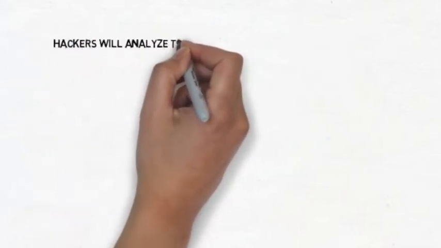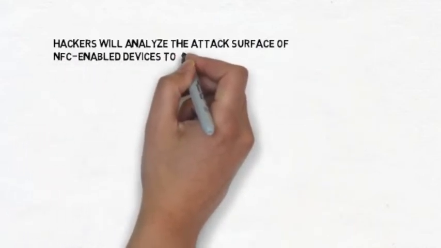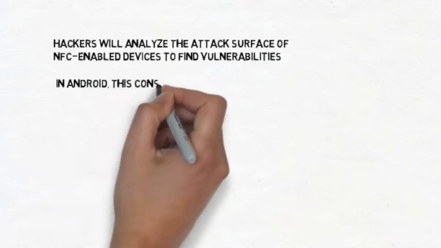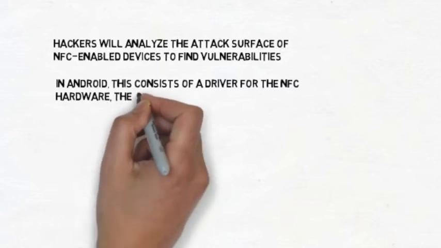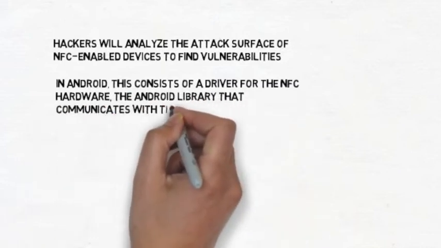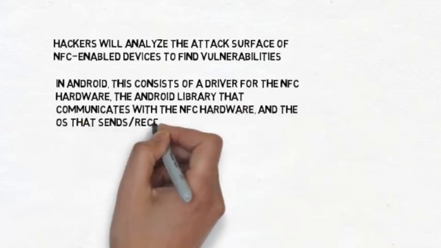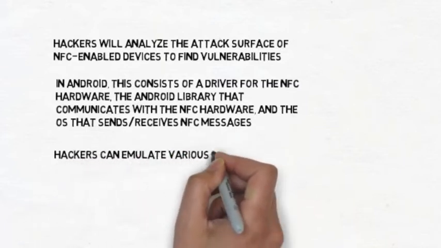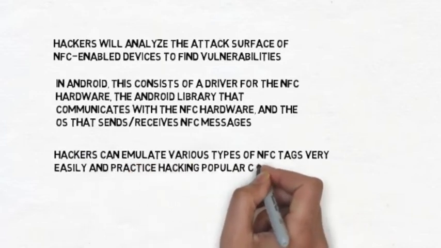So what a hacker could do is analyze the attack surface of NFC-enabled devices to find vulnerabilities. So for the Android, this could consist of getting the driver for the NFC hardware, the Android library that communicates with the NFC hardware, and whatever OS he needs that sends and receives NFC messages. So what a hacker will do is try to emulate various types of NFC tags very easily and practice hacking popular cell phone models. For example, the Nexus S or Nokia 9 handsets that we're going to talk to shortly.